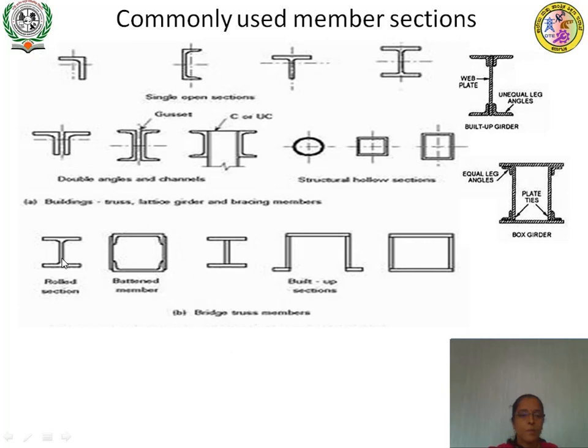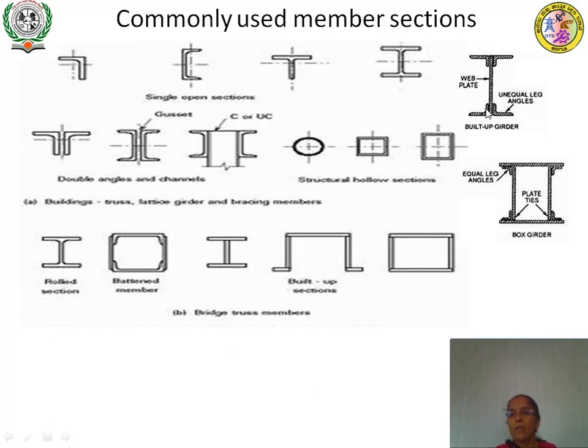In this I section, the channel sections are placed in front, whereas here they are placed back to back, so they are placed in the opposite way. This is a fabricated I section, where plates are used to make an I section. This is one more type of built up section. These are built up sections, and these two are also examples of built up sections which are mainly used as girder sections for a bridge. Here this is an I section.